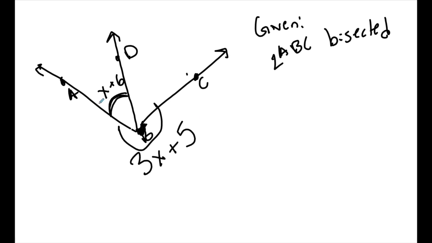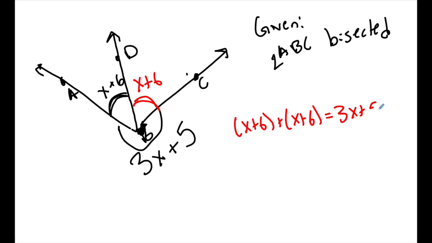So think about it. If I have ABD and DBC, what do I know about this angle here and this angle here? They're equal, right? Because this is bisected. Now, what do I know about these two parts? What do they have to add up to? They have to add up to the whole thing, which is 3x plus 5. So I have x plus 6 plus x plus 6 equals 3x plus 5.